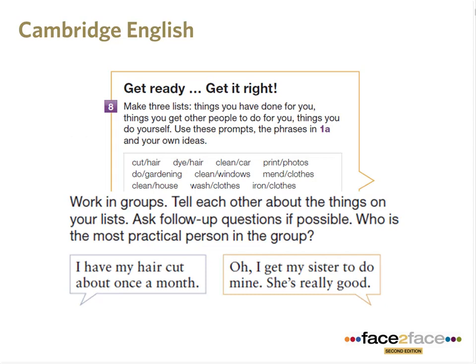So they're using the target language of the lesson, but they're also building it into their own language base that they have developed up to now.